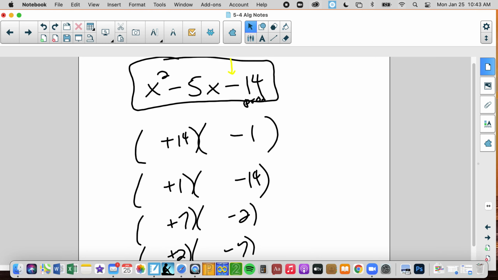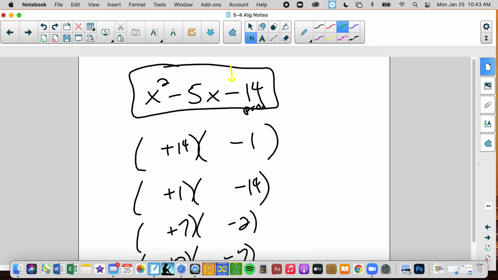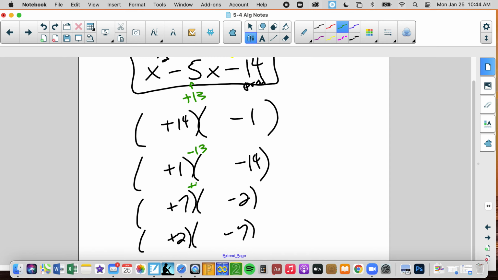Now, which one produces a negative 5? So if I have my lasts as positive 14 and negative 1, what would my middle be? It would be 13, right? So does that equal my middle? Nope. This would give me negative 13. This would give me positive 5. And this would give me negative 5. So I know that this must be my answer.